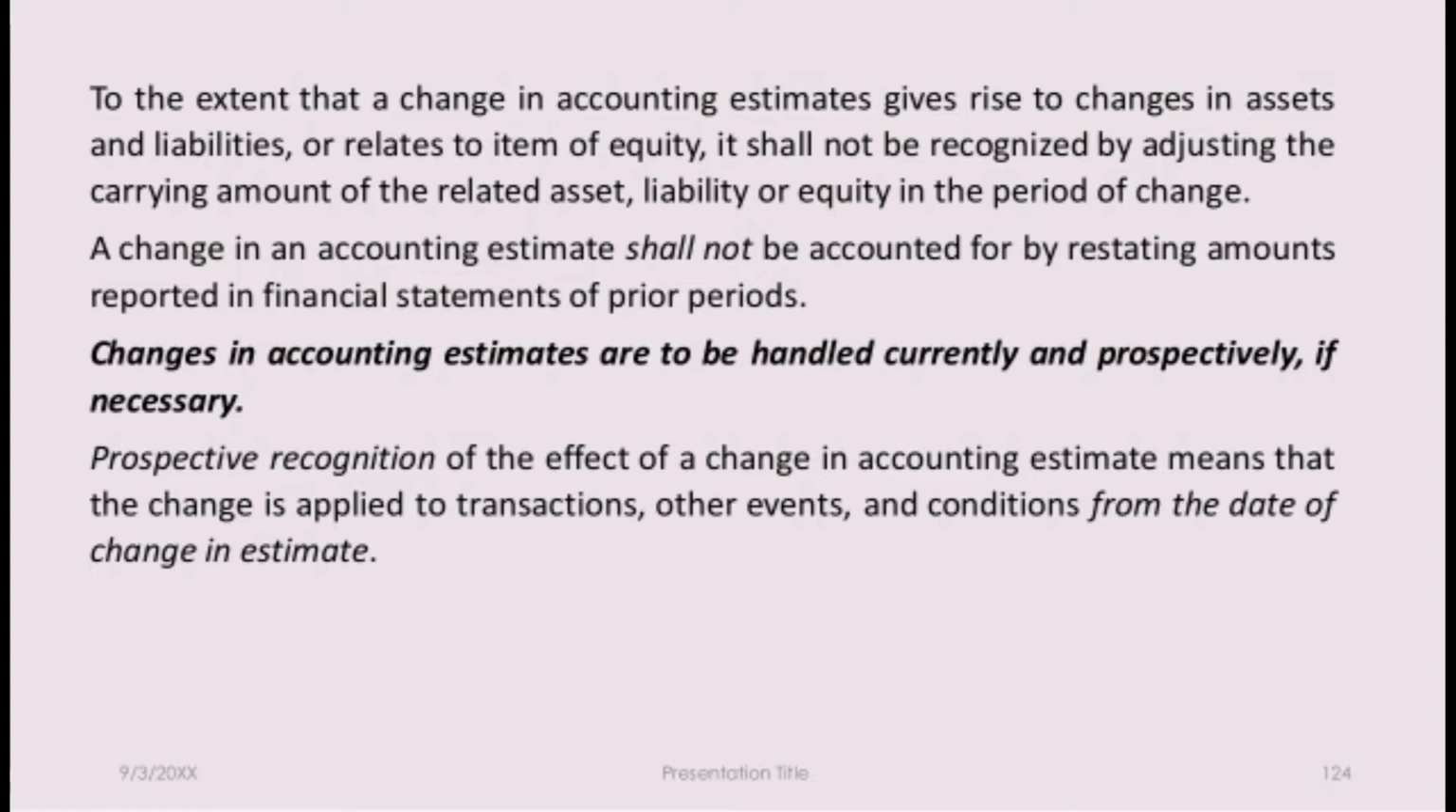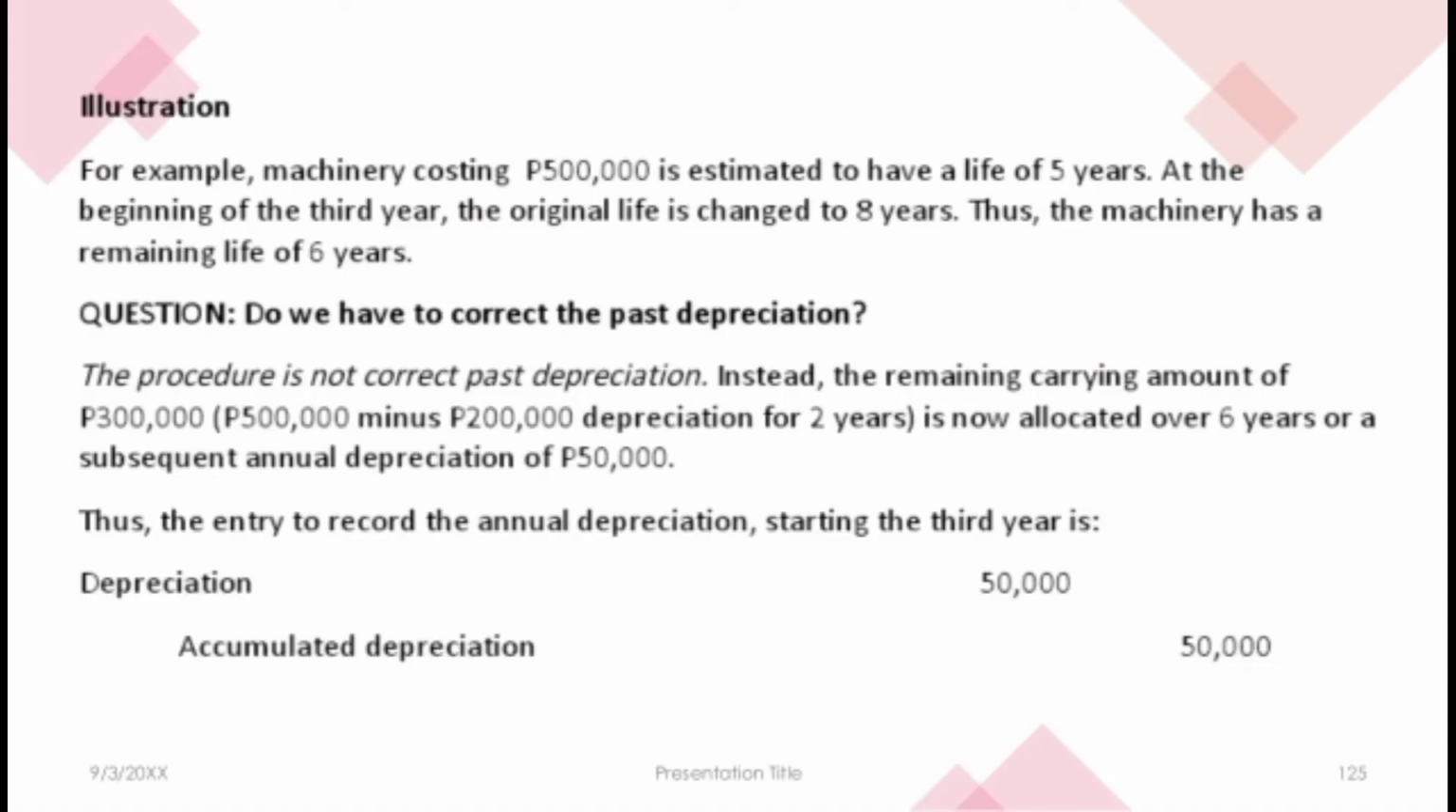Prospective recognition of the effects of a change in accounting estimate means that the change is applied to transactions, other events, and conditions from the date of change in accounting estimate. So, if the change takes effect immediately after the first accounting period, that means the change will only take effect from the change in the future, with no more adjustment to be made in the prior year.